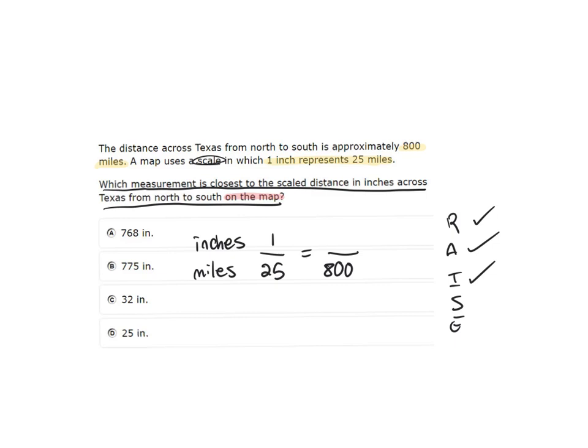What variable could we use? We normally use x, right? But you really can use anything. I think since the problem is asking me for the distance, I'm going to use a D for distance. Most people use x. You can use whatever letter you want as long as it makes sense to you. So we're finding the distance on the map.